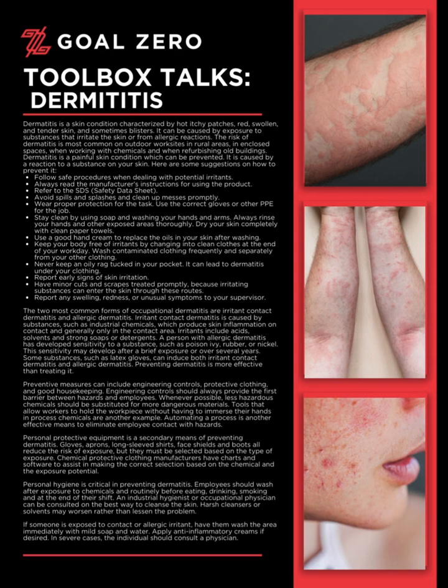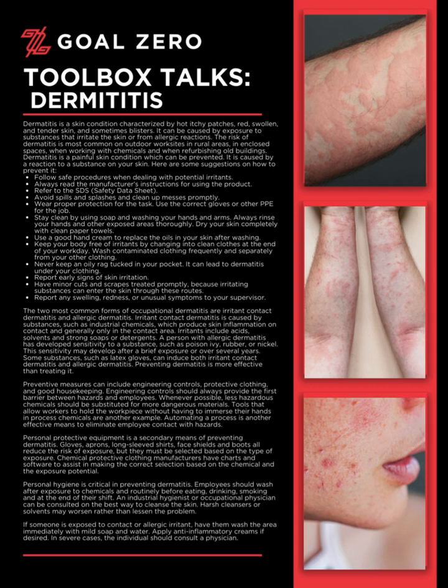Personal protective equipment is a secondary means of preventing dermatitis. Gloves, aprons, long-sleeved shirts, face shields, and boots all reduce the risk of exposure, but they must be selected based on the type of exposure. Chemical protective clothing manufacturers have charts and software to assist in making the correct selection based on the chemical and the exposure potential.